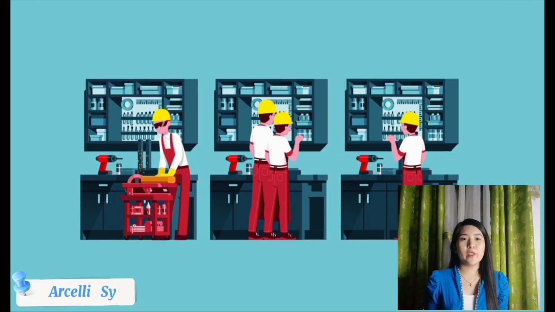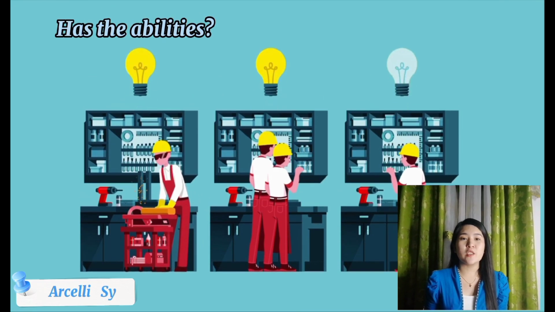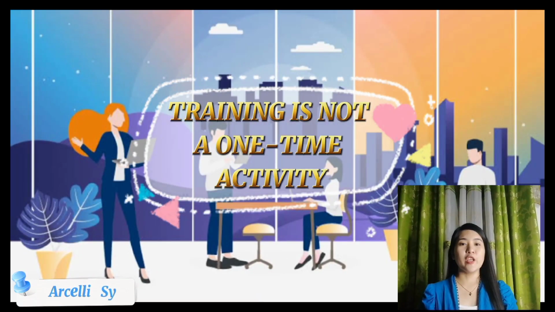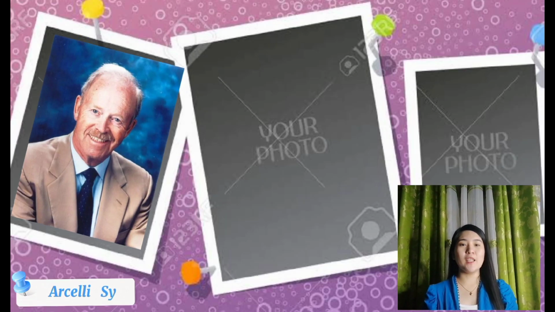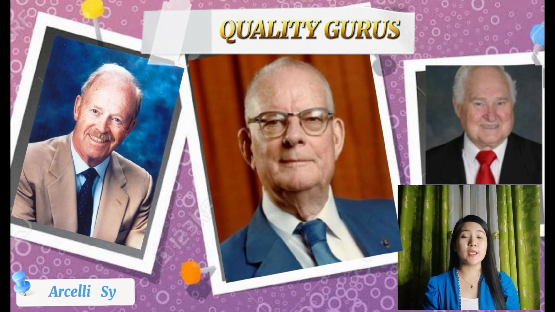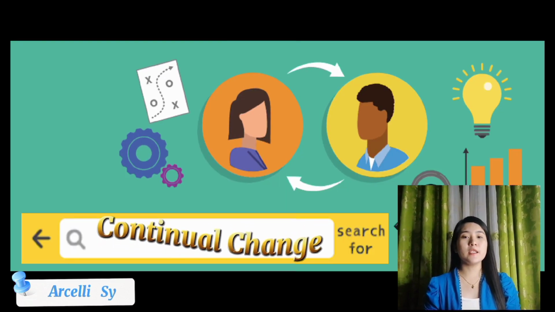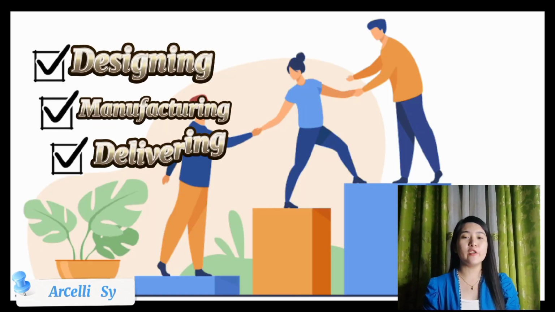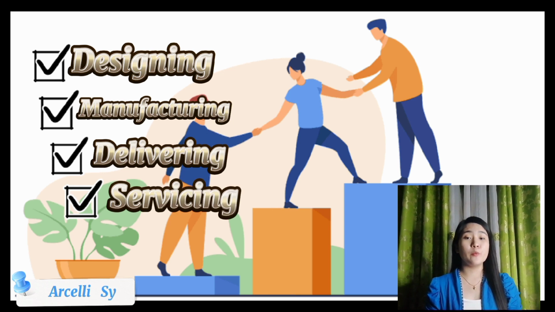Employee should be assessed on whether he has the abilities to perform the duties or whether he is required to be put as an apprentice under a mentor. Training is not a one-time activity. Quality gurus like Crosby, Deming, and Harrington have highlighted that training is not a one-time activity. There is a continual change in business, so employees have to acquire the skills needed for designing, manufacturing, delivering, and servicing the updated or new products and services.